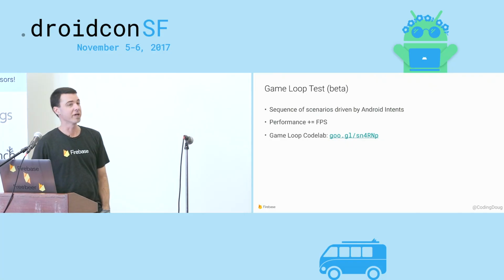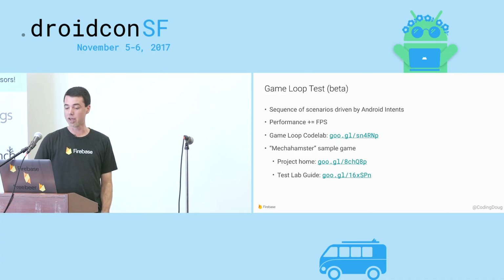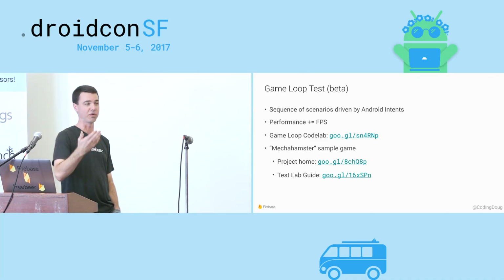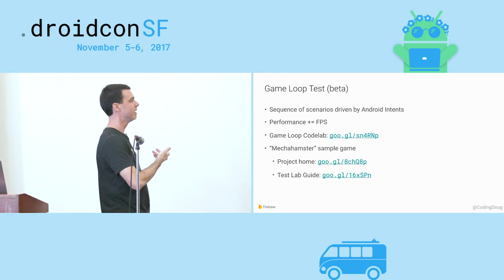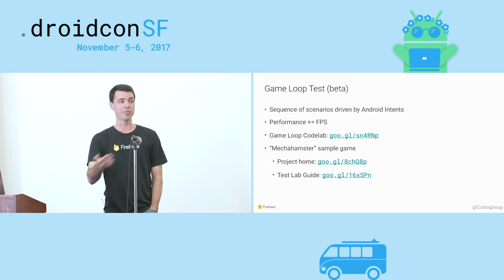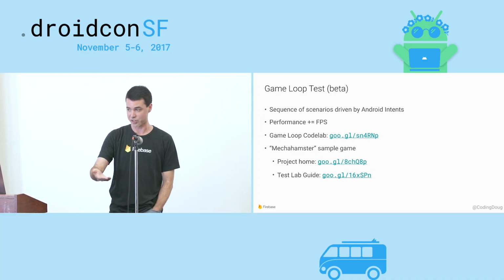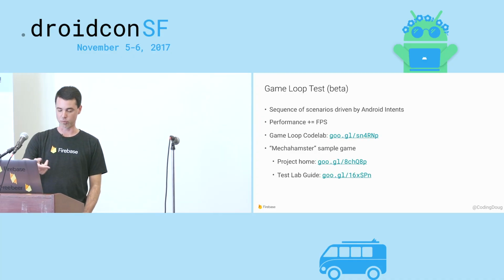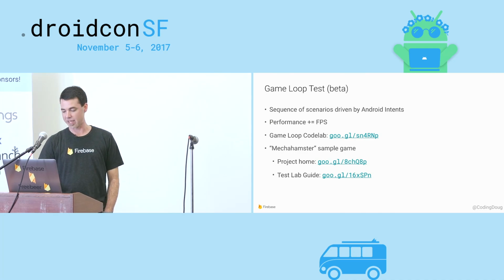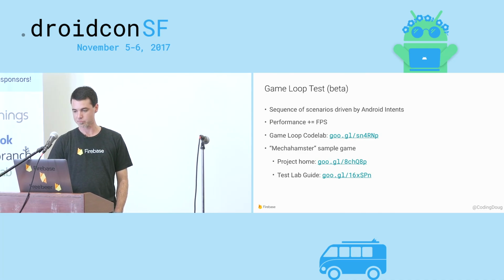If you need help getting started, and none of you are game developers, so I'm just going to skip this anyway. If you want to try this out yourself, there's a Mecha Hamster sample game. This is fully open source. This is a game that the Firebase team put together to illustrate how Firebase can be used in games, so you can use it in Unity, in C#. The codelab will go over how to add the game loops, but if you want to just look at the code for the game itself, it's available here.